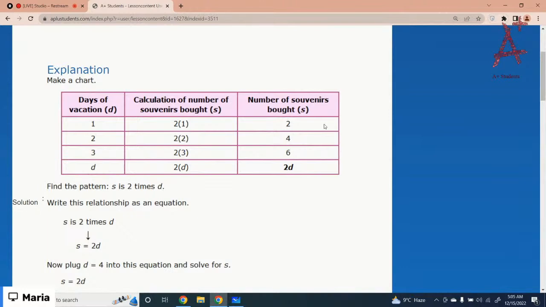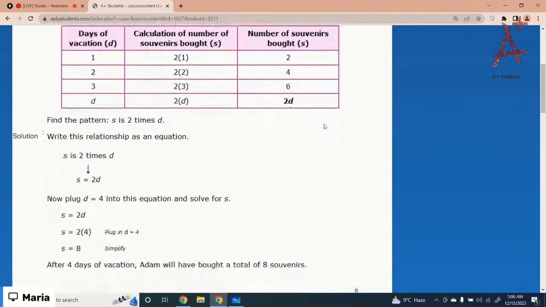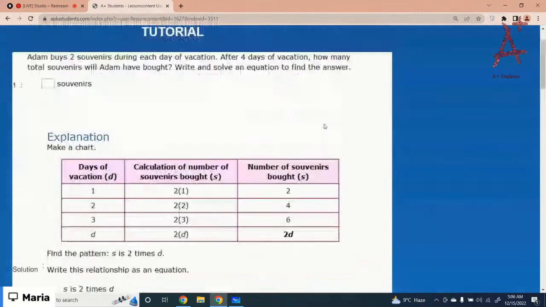Okay, on day 2, the souvenirs he has is 2 times 2, that would be 4. On day 3, it would be 2 times 3, and 2 times 3 is 6. So that means, let's suppose we have D days, then on D days it would be 2 times D. So the souvenirs he has is 2D. We have to calculate the souvenirs on day 4, so replace the D with 4. It would be 2 times 4, which makes 8. That means on the fourth day he has 8 souvenirs. So the equation is 2D, and on the fourth day he has 8 souvenirs. Got it?